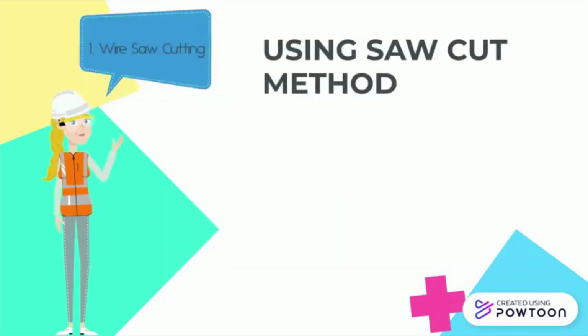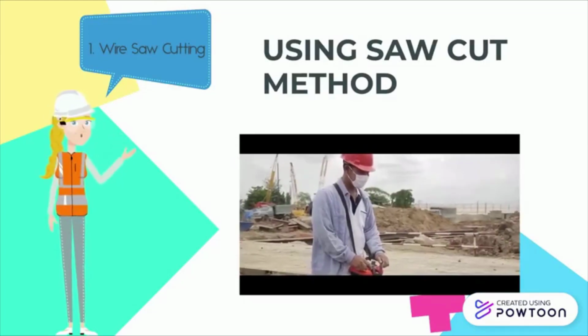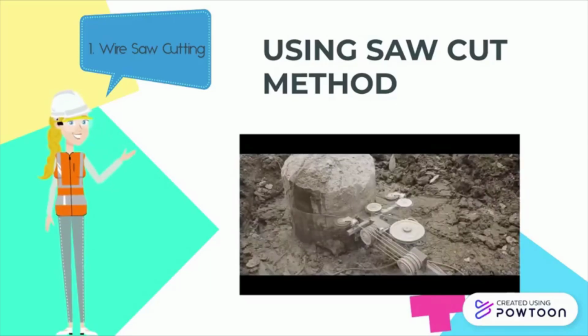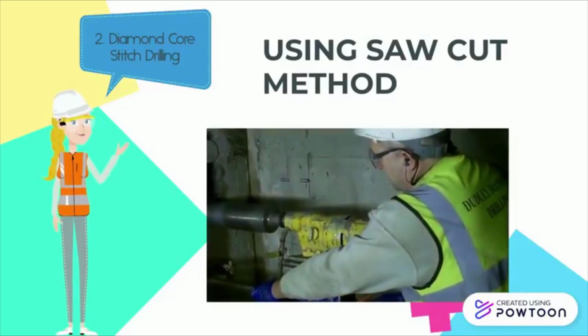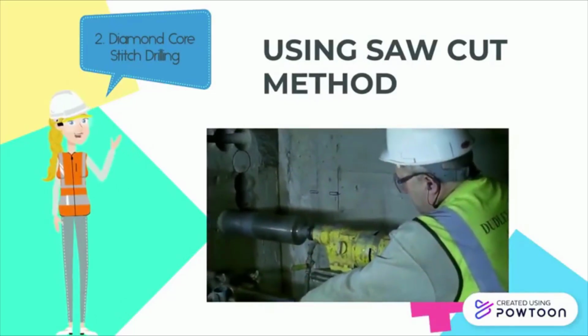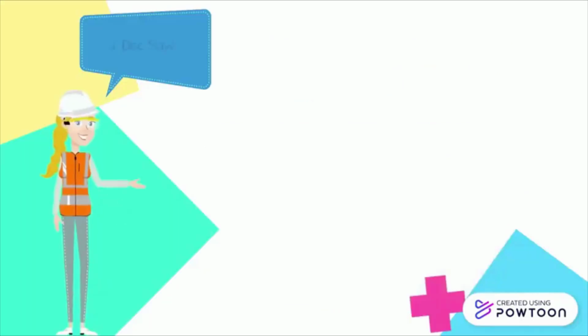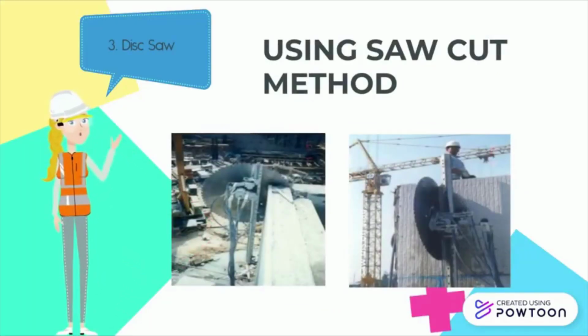Saw cutting can be done using the following methods. 1. Wire saw cutting. 2. Diamond core stitch drilling. This is a video of diamond core stitch drilling. Lastly, 3. Disc saw demolition using disc saw cutting.